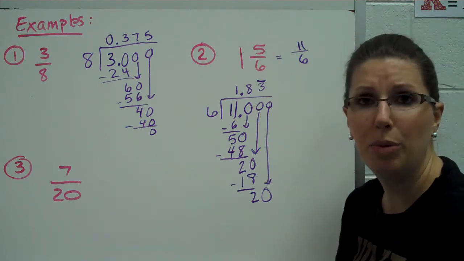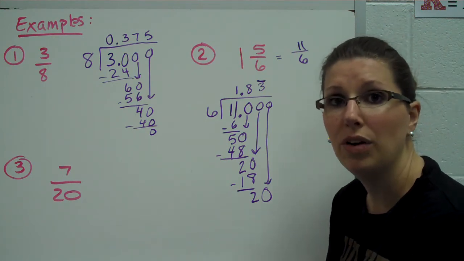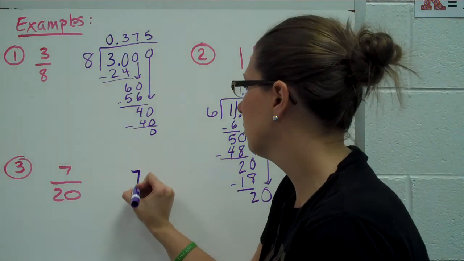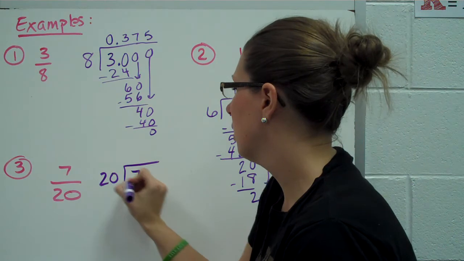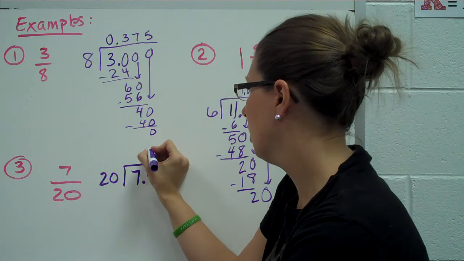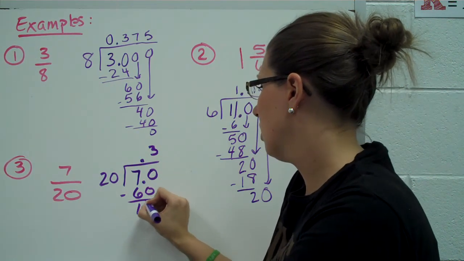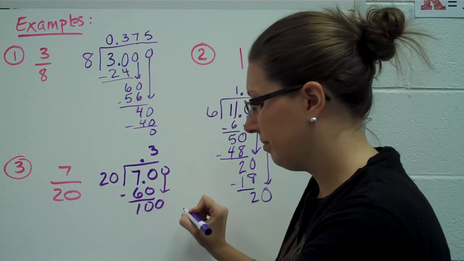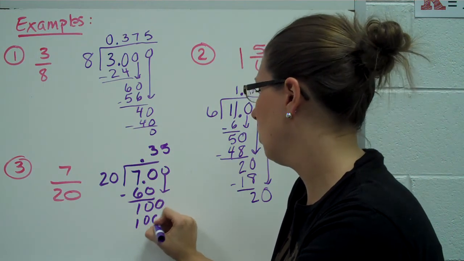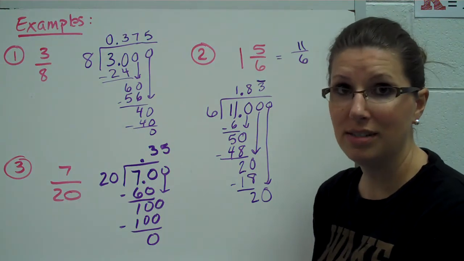Why don't you try example number 3 yourself? Stop the video, pause it, do it on your paper, and then when you're ready, hit play and you'll see it down on the board. Did you get 35 hundredths? Hope so.